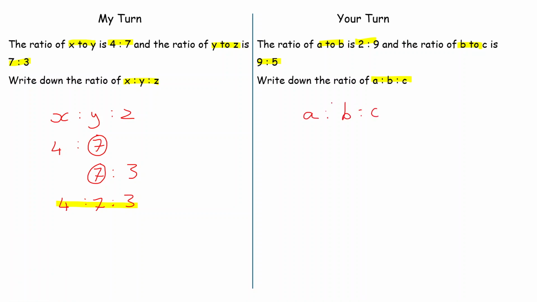And what do we know here? A to B is 2 to 9, and B to C is 9 to 5. And again, this one is much easier because the B part is already the same. So when you've got 9 B parts, you've got 2 A parts. And when you've got 9 B parts, you've got 5 C parts. Because this number is the same, it makes it much more straightforward. And that is simply going to be your answer: 2 to 9 to 5 is the ratio there.